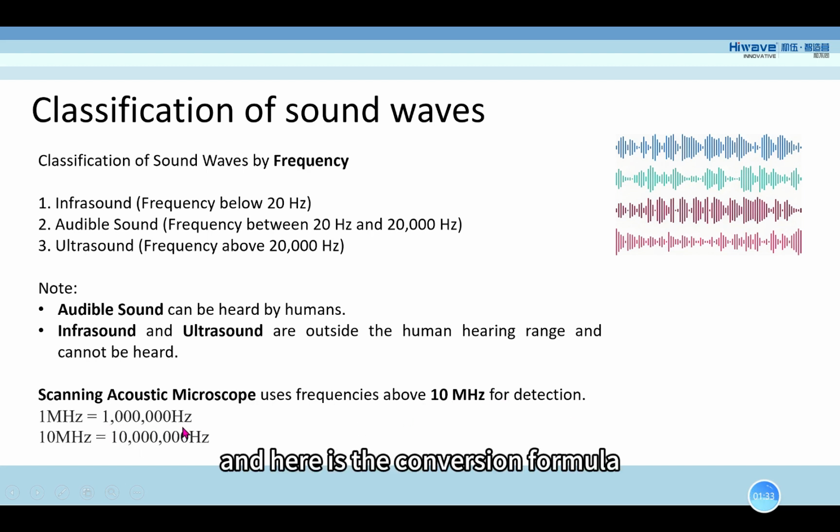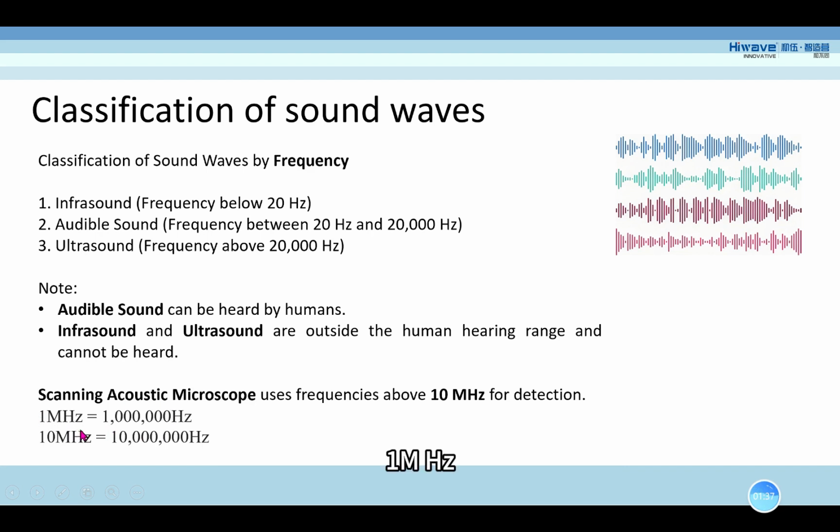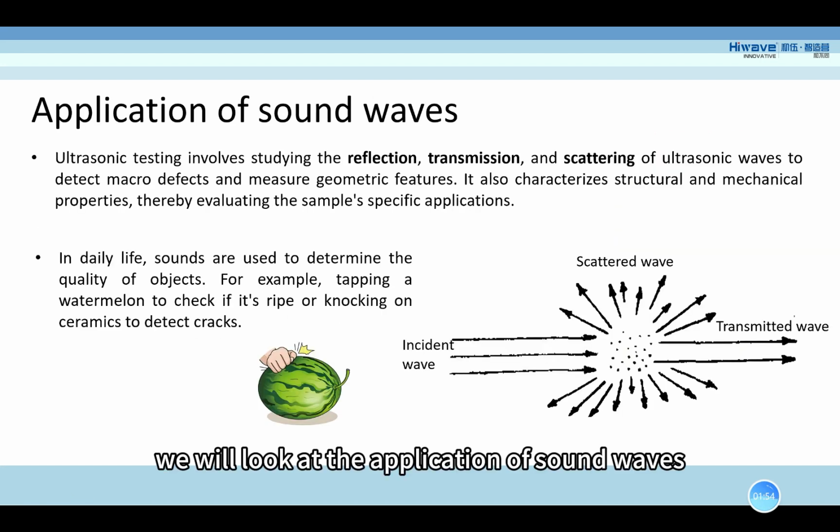And here is the conversion formula. 1 MHz equals 1 million Hz. So 10 MHz equals 10 million Hz. It's so large. And next, we will look at the applications of sound waves.